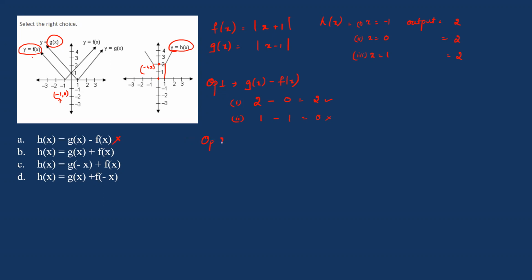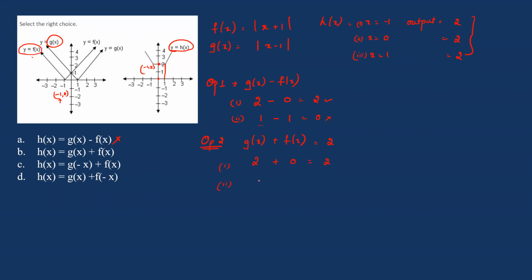Now let's look at option 2. Option 2 says h of x, that is g of x plus f of x, should be equal to 2 for these three respective values. Okay. Now let's go with x is equal to -1. We are getting 2, or we will get 2 here because this is 2 plus 0 is equal to 2.